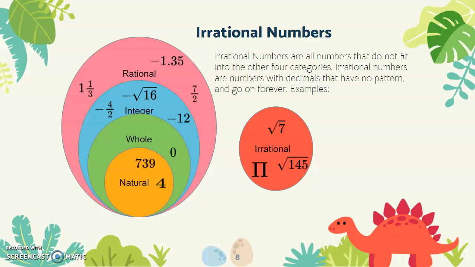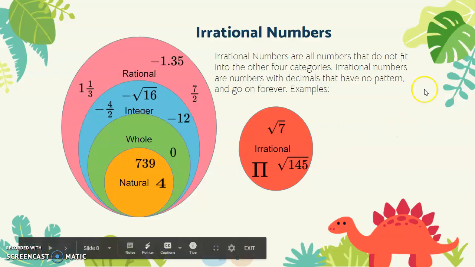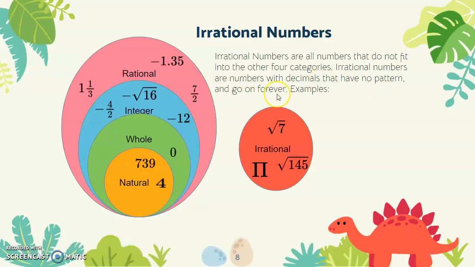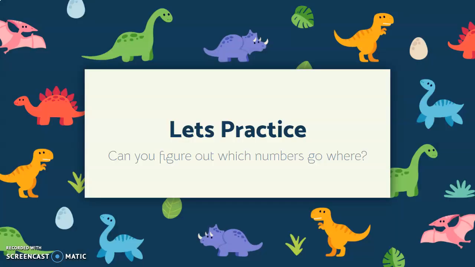Whenever we have a square root, it's very important that you type it into the calculator and find out what that square root is. Some square roots give you irrational numbers or numbers with decimals that have no pattern and go on forever. Some square roots could even give you a whole number like that square root of 16. We always try to convert our numbers to see where we can best classify them. So let's practice. Can you figure out where these numbers go?